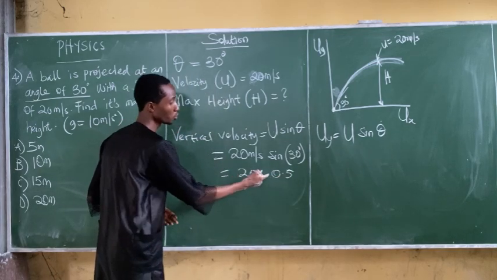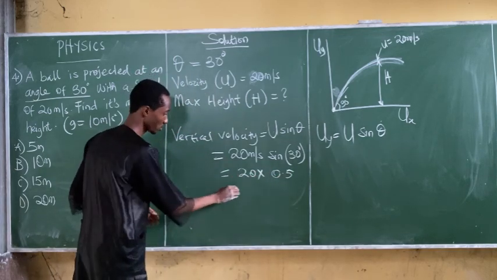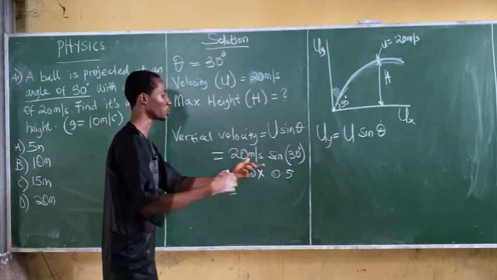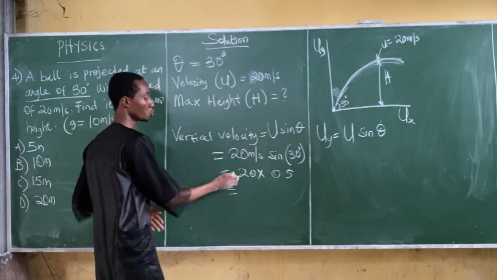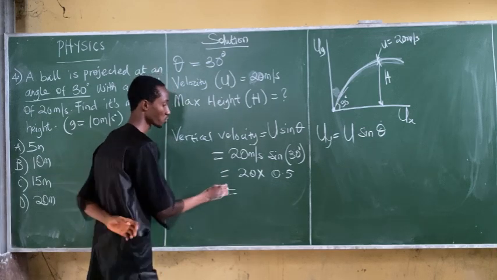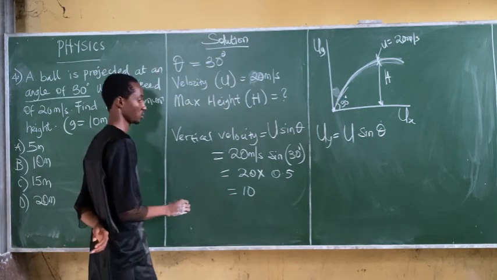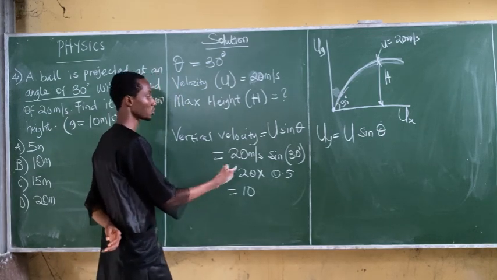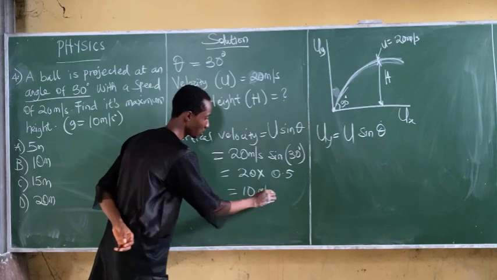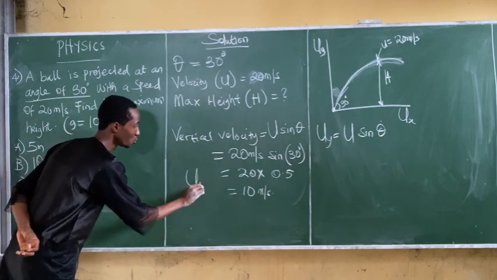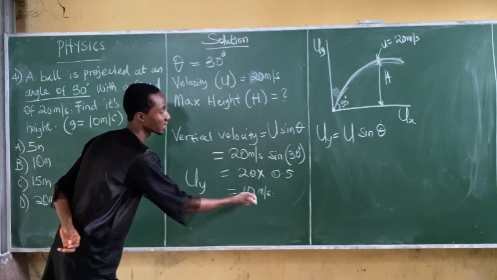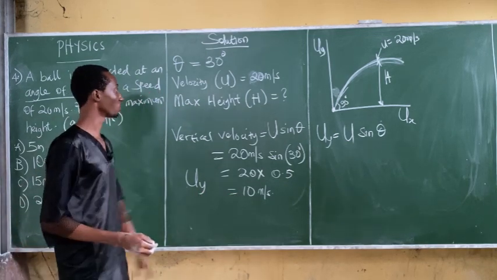0.5 is the same thing as 1 over 2. 20 times 1 over 2 gives us 10. Don't forget the unit remains meters per second. Therefore, the vertical velocity uy is equal to 10 meters per second. Now we have gotten it.